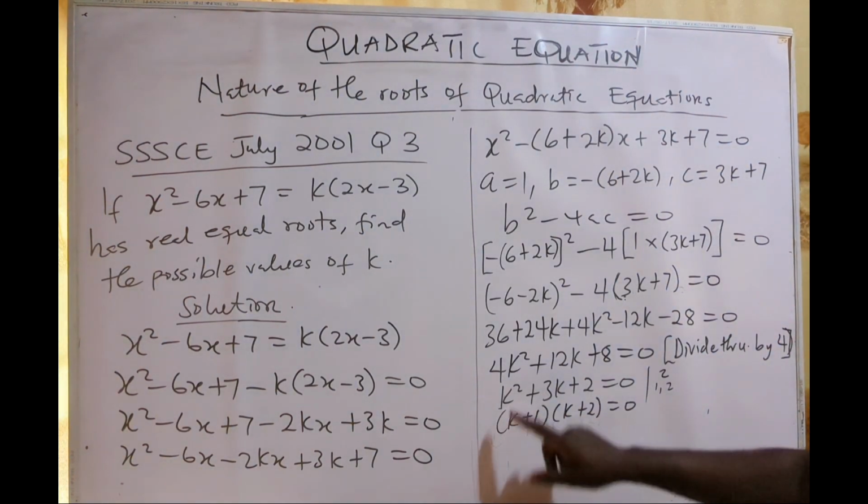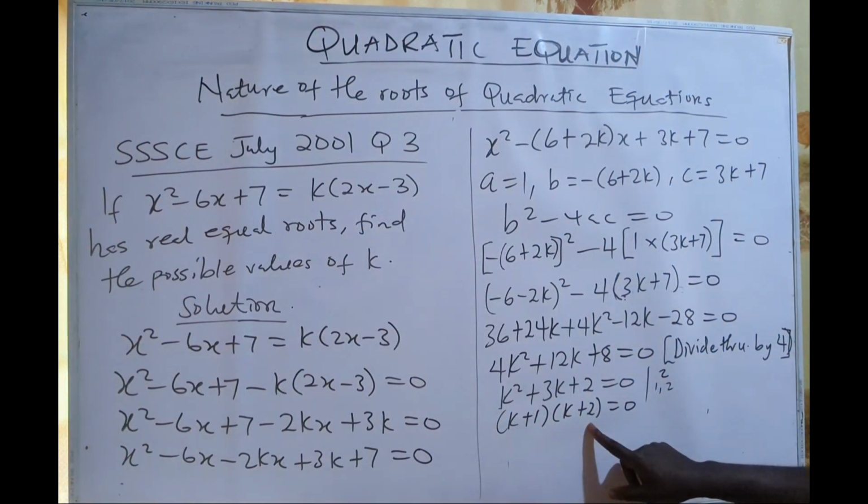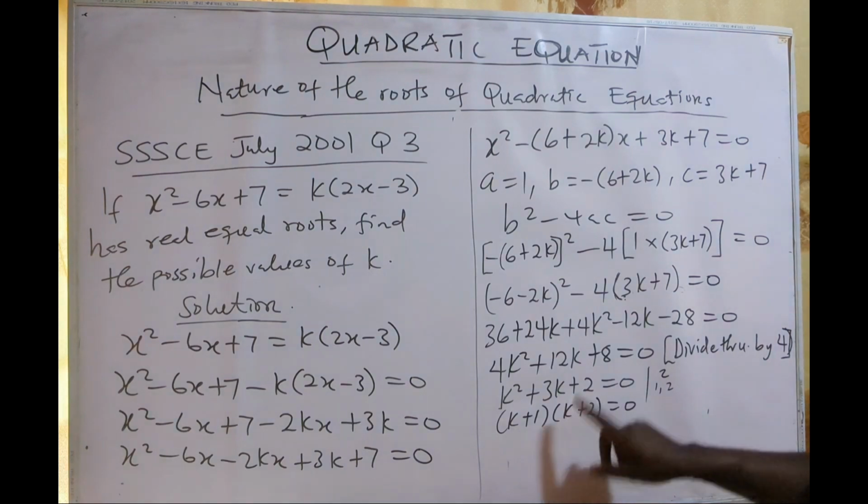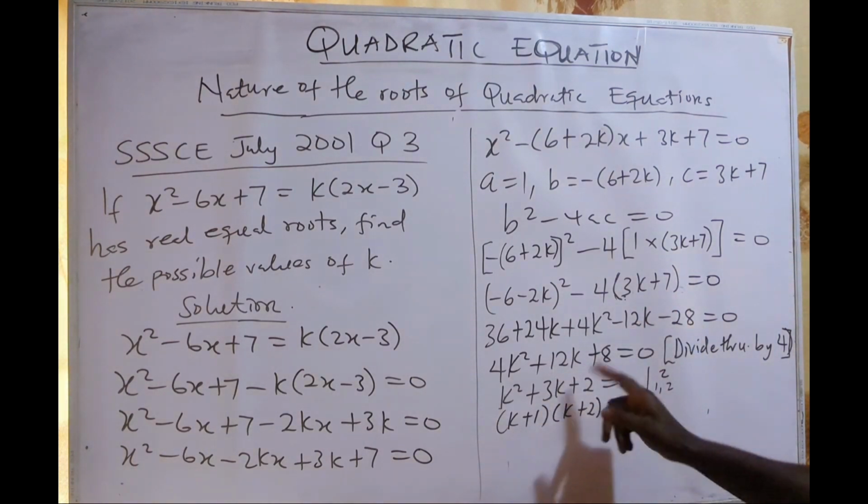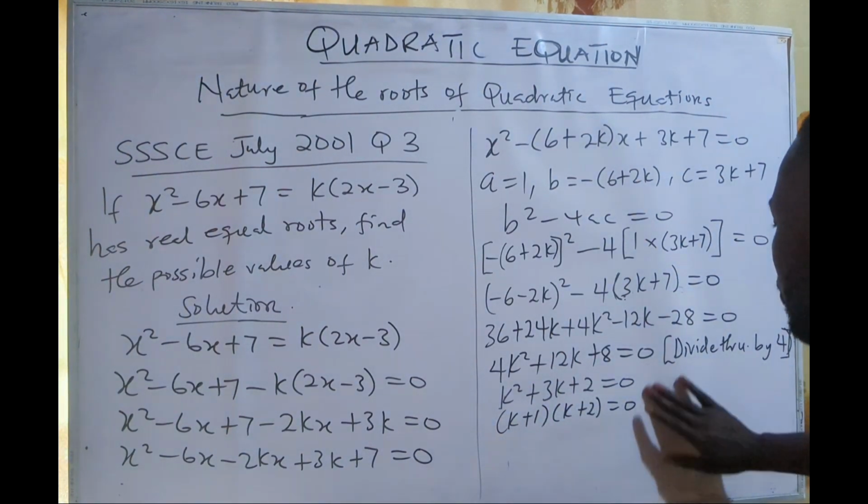k times k will give me k squared. k times 2 will give me 2k. 1 times k will give me k. 2k plus k will give me 3k. 1 times 2 will give me 2. So what are the possible values of k?